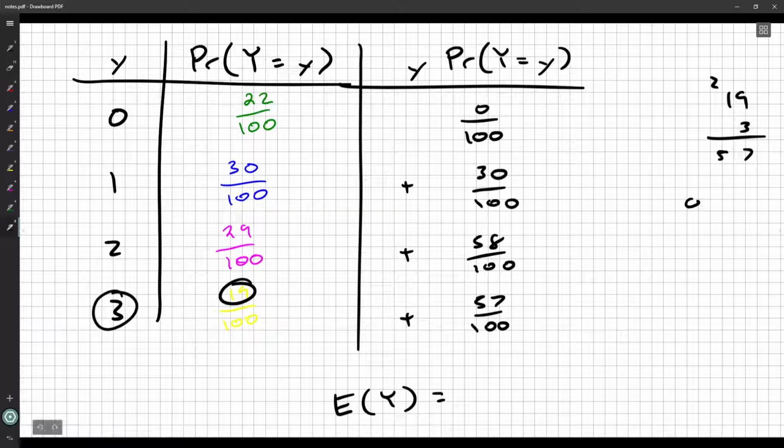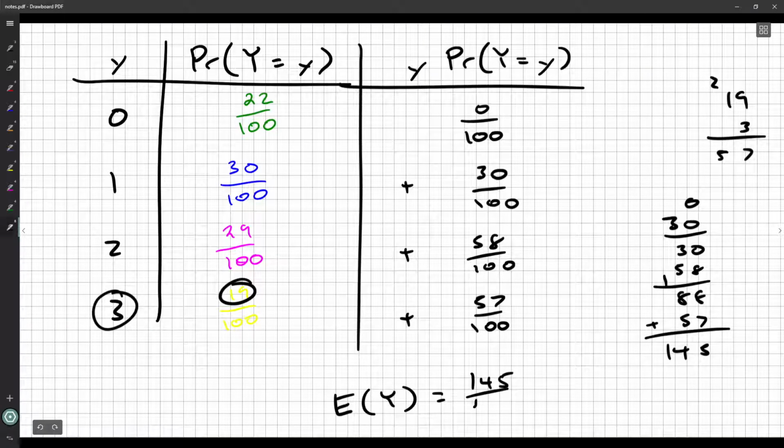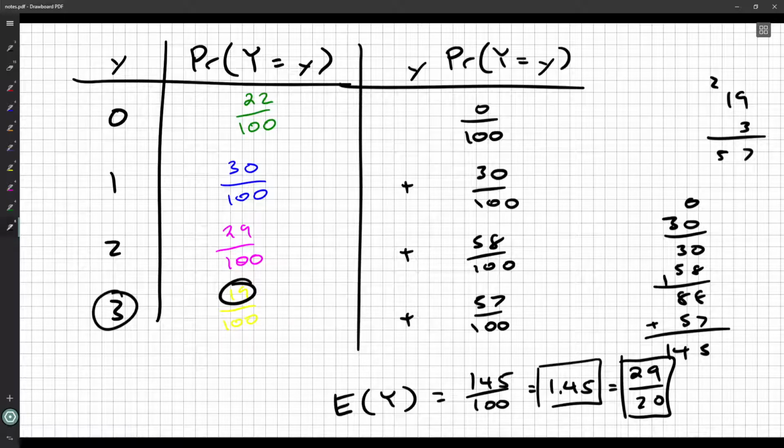Now we add them all up. So 0 plus 30 is 30, plus 58 is going to be 88, plus 57 is going to be, so 5, carry the 1, 145 out of 100. Now I could just write that as 1.45. That's the expected number of gold medals. Or if we wanted to, we could simplify, divide top and bottom by 5. We'll get 29 twentieths. So if I wanted it as a fraction, there we go. If I wanted it as a decimal, very nice, very, very good, there it is. And so that's the expected value of our random variable y, 29 twentieths.